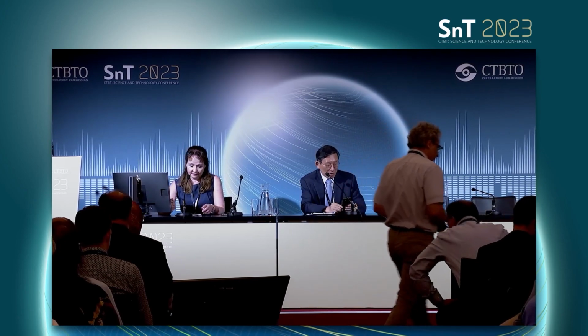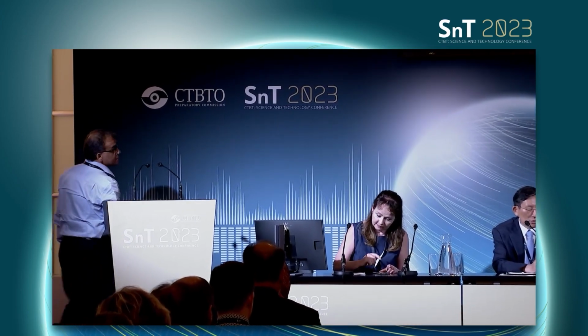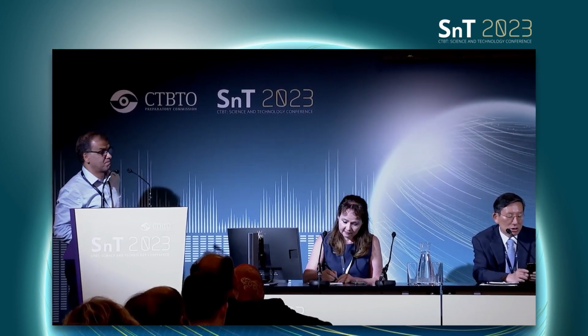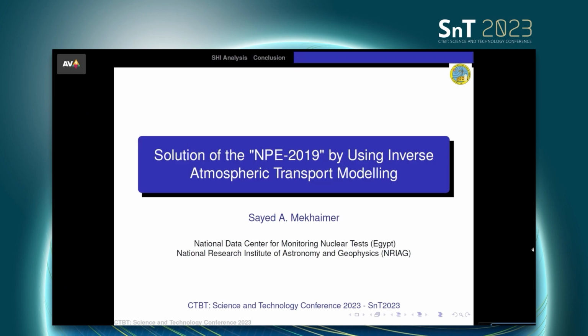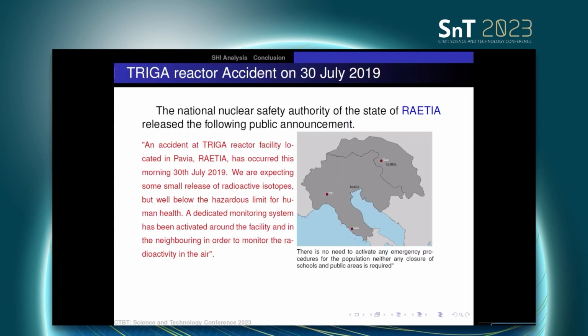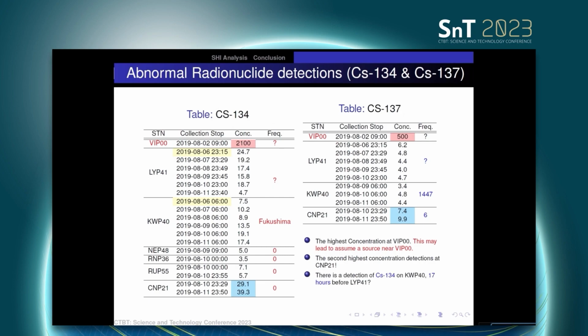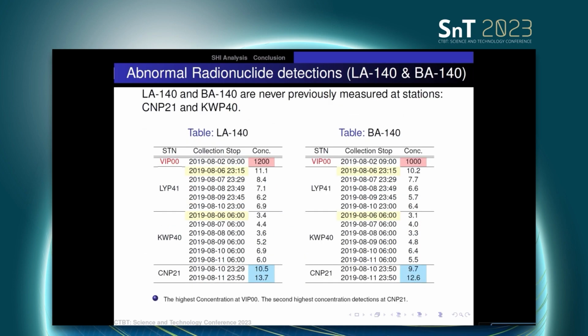Thank you. Now, the next speaker comes from Egypt, Mr. Syed Mekhaimer. The title of his talk is Solution of the National Data Center Preparedness Exercise 2019 by using inverse atmospheric transport modeling. He represents the National Research Institute of Astronomy in Egypt.